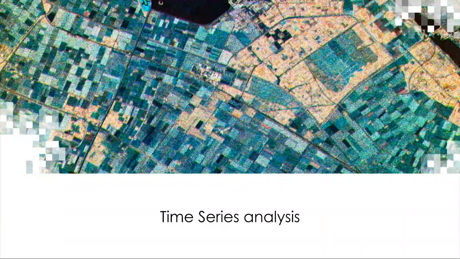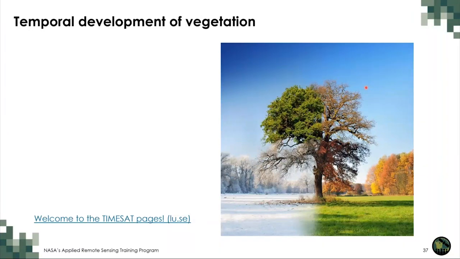Okay, we have defined the time series, and we have defined how we generate time series. Now we have to go to the time series analysis for vegetation mapping. Here you have a tree and the yearly development of this tree. In the spring, we have very bright green leaves. Then in summer, they are starting to brown a little bit. And then you have autumn and winter, where there are no leaves on the tree.